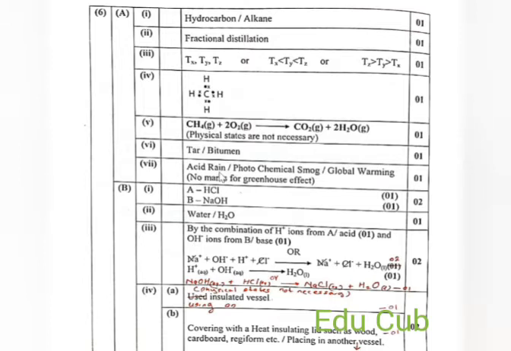Here, acid rain or global warming, photochemical smog. Here they are mentioning no marks for greenhouse effect. They are not giving marks for greenhouse effect. The best answer is, I think, acid rain.